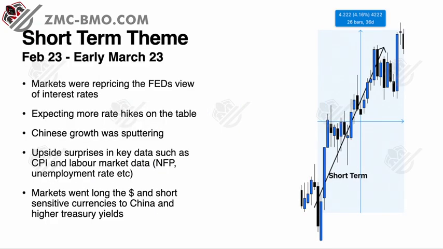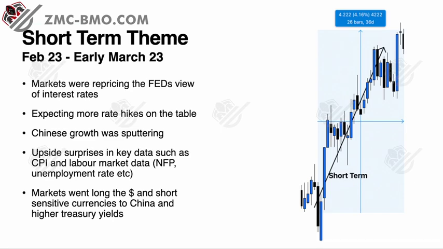So, short-term theme from February 2023 to early March 2023. So that's the previous example I showed you with that DXY. If you just go back, you can see that. But like we said here, markets were repricing the Fed's view of interest rates. So throughout February, that came into fruition. Inflation came in slightly hotter than expected. So markets thought, actually, you know what? The Fed has more room to run. Markets ran with that view.